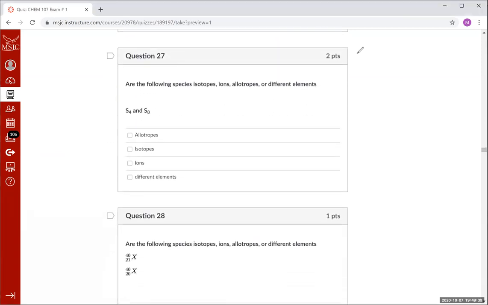So let's identify: are the following species isotopes, ions, allotropes, or different elements? So we have two samples with different formulas for the same element. What do we call that? Same element, but different formulas. The allotrope. Yep, exactly right. So these would be considered allotropes. Does that make sense?